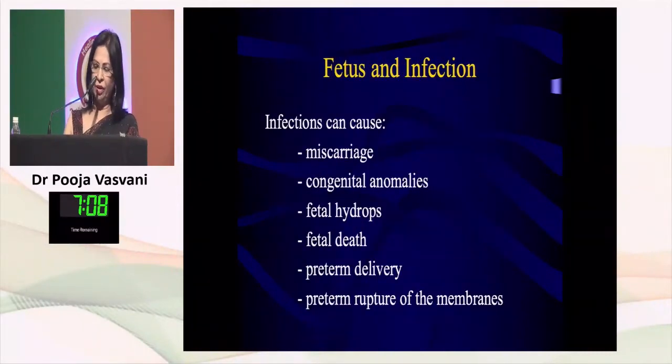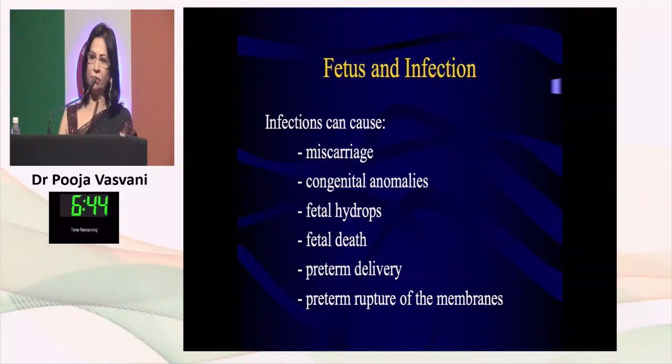So, the viral infections can cause different effects on the pregnancy, leading to possible miscarriages, congenital anomalies, fetal hydrops, fetal death, preterm delivery, and preterm premature rupture of membrane. So many times the infections have direct effect or indirect effect by causing preterm delivery or intrauterine growth restriction.